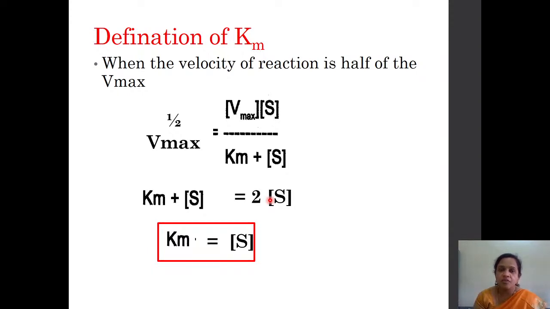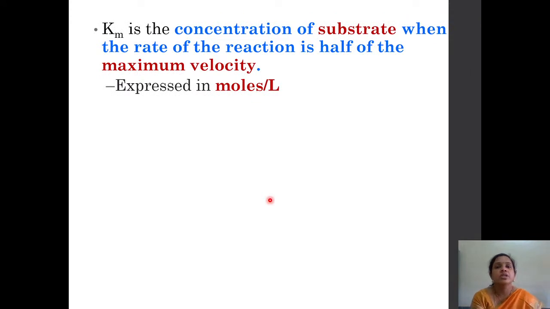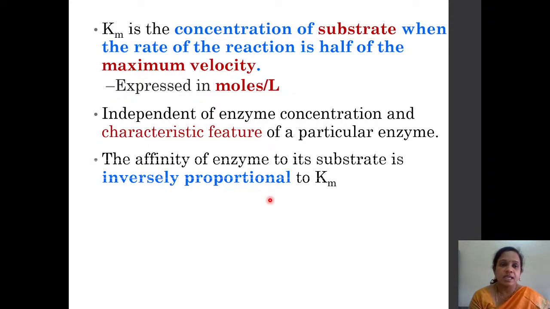So when the velocity of the reaction is half of the maximum velocity, then we define Km as a concentration of the substrate. So Km is a concentration of the substrate when the rate of the reaction is half of the maximum velocity, and it is expressed in moles per liter. And if you look at the formula of Km, nowhere do we come across the enzyme concentration. So it is independent of the enzyme concentration and is a characteristic feature of that particular enzyme.